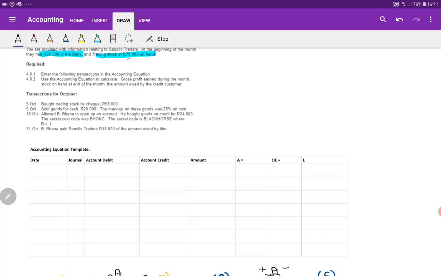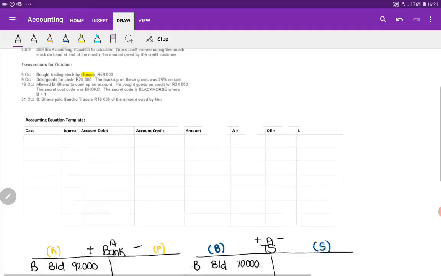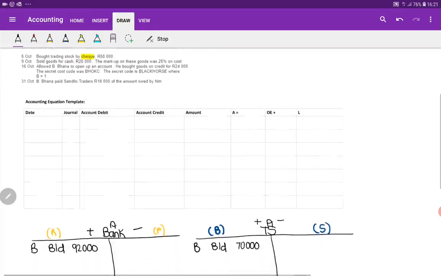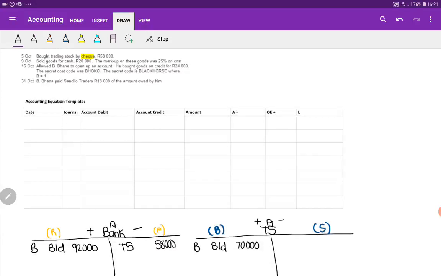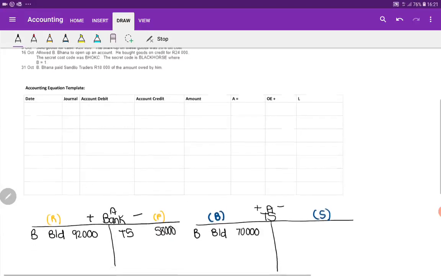Enter the following transactions on the accounting equation. So if I look at the first transaction, bought trading stock by check 58,000. By check means this was a cash transaction. So as soon as a payment is made, it means that my bank account will always be credited. So we have bought trading stock. So bank is credited and my trading stock account will be debited.